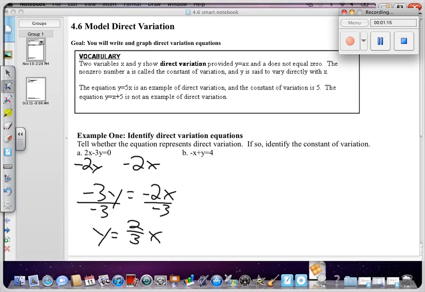Now, is this direct variation? Yes, because nothing's being added or subtracted from it. So what is the constant of variation? What's the number in front of x, the slope? 2/3. 2/3 is the slope, and we call it the constant of variation.